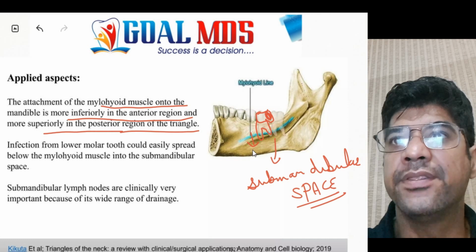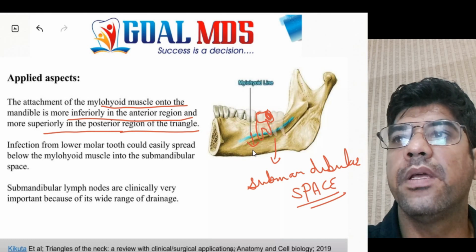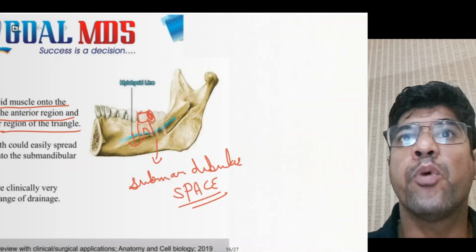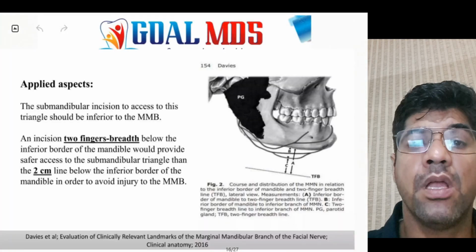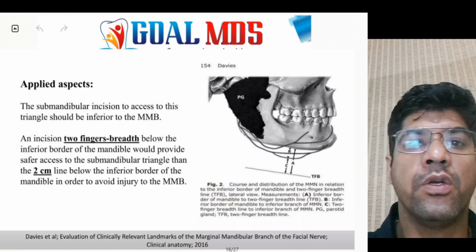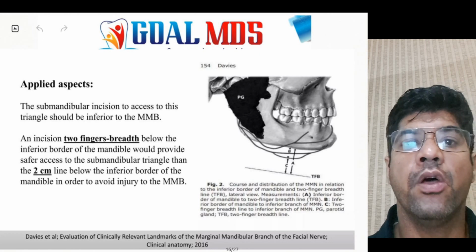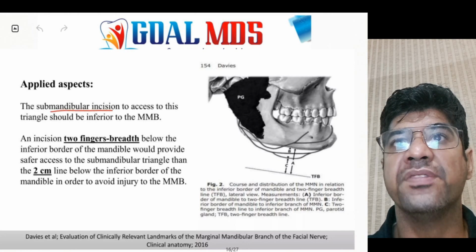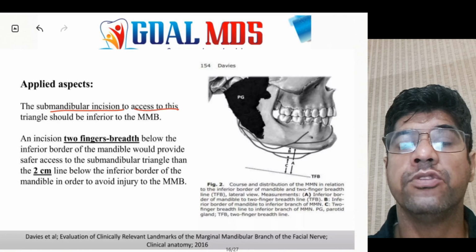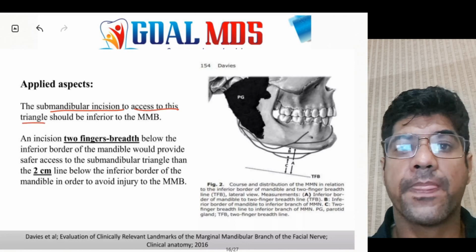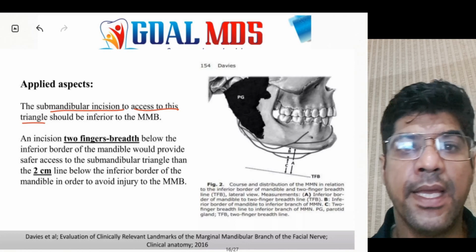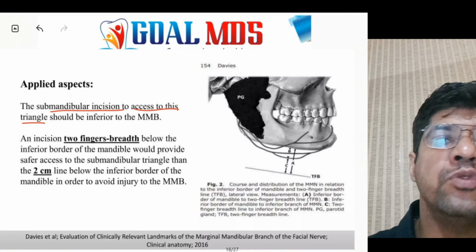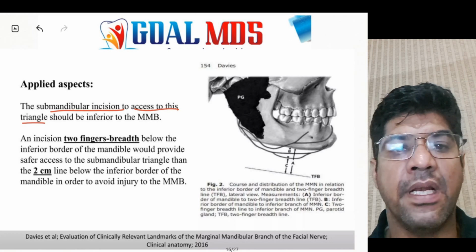So that is the only point that you have to remember from your clinical point of view. Now another point to remember is, while approaching the digastric triangle, you give a submandibular incision to access the triangle. But here lies the submandibular incision. It is a surgical approach that is used to access structures within the digastric triangle.